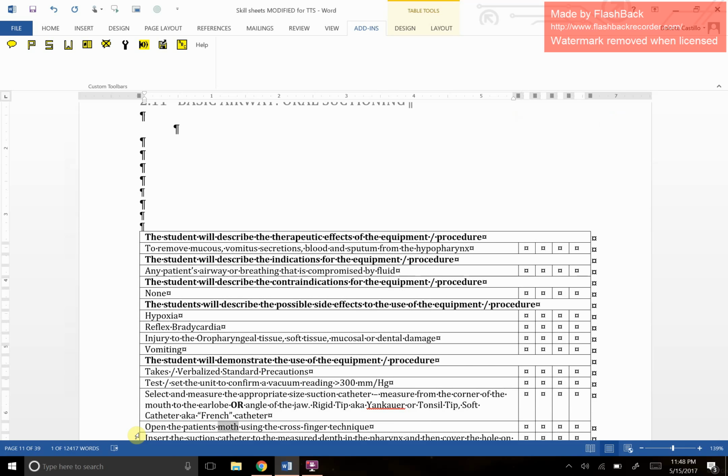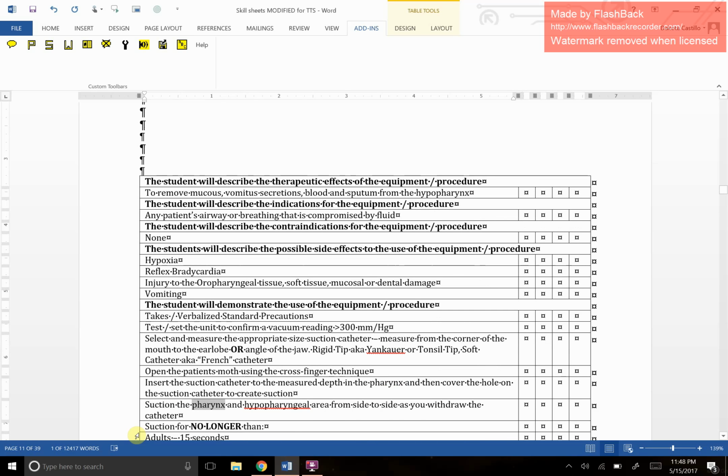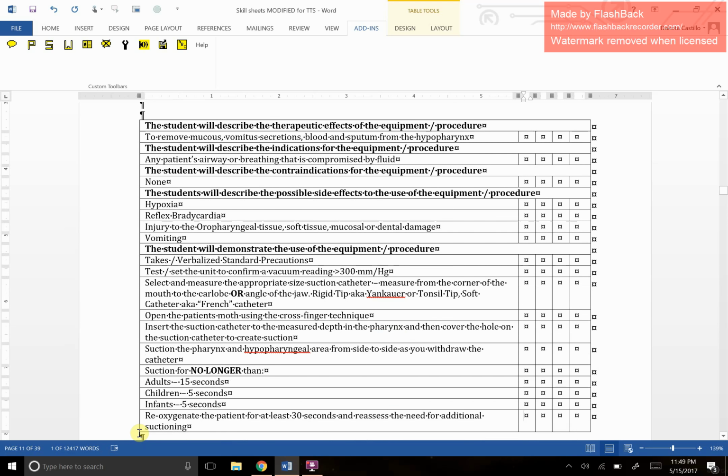Open the patient's mouth using the cross-finger technique. Insert the suction catheter to the measured depth in the pharynx and then cover the hole on the suction catheter to create suction. Suction the pharynx and hypopharyngeal area from side to side as you withdraw the catheter. Suction for no longer than 15 seconds for adults, 5 seconds for children, 5 seconds for infants. Reoxygenate the patient for at least 30 seconds and reassess the need for additional suctioning.